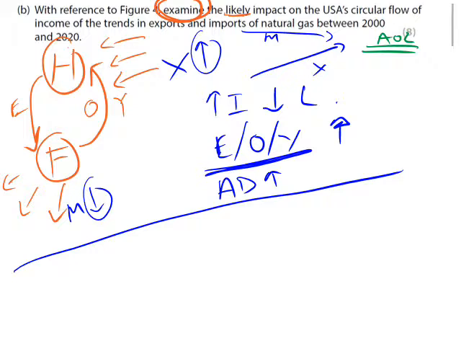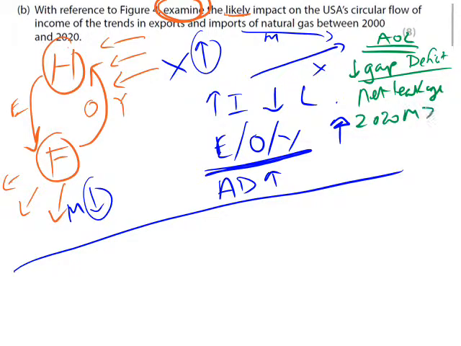So what you have is that the gap between, you can either say the gap between exports and imports is shrinking. So you could even talk about it in terms of the deficit between the two of them. However, there is still a net leakage, because even in 2020, the imports are greater than the exports. So reference to that graph is key, because that will give you your AO2 marks.